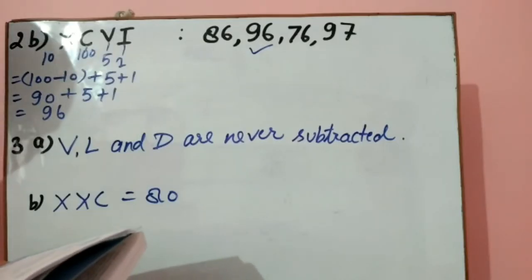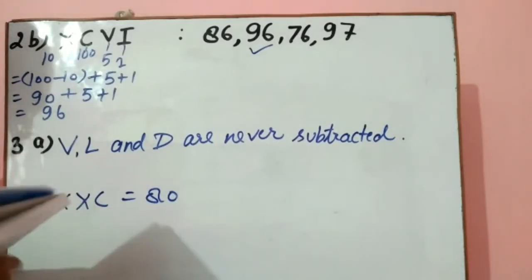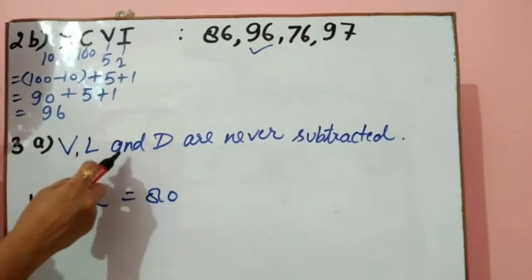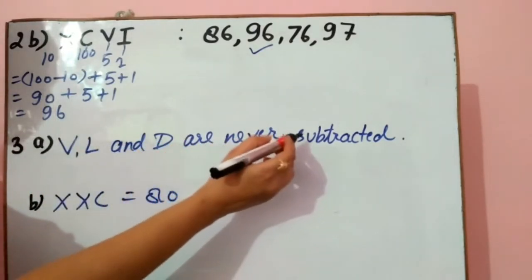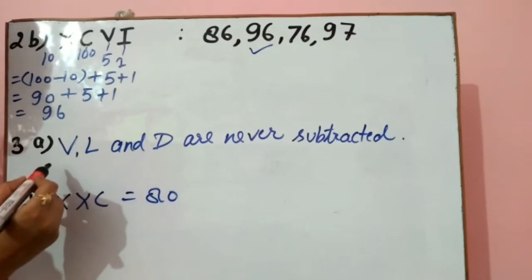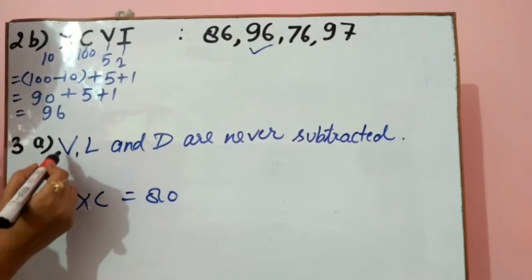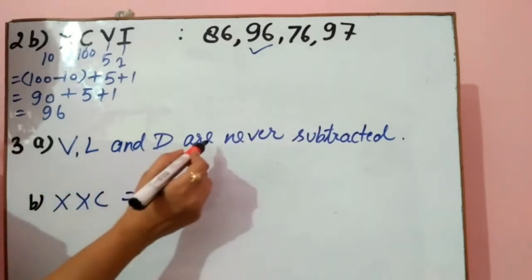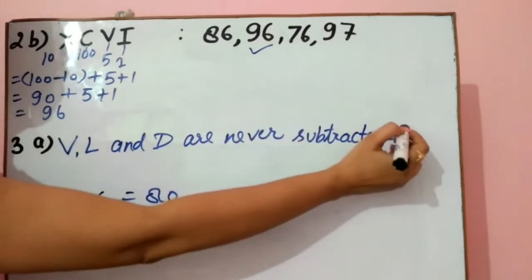Question number 3. State true or false. A. V, L and D are never subtracted. It is a rule: V, L and D are never subtracted. That's why it is true.